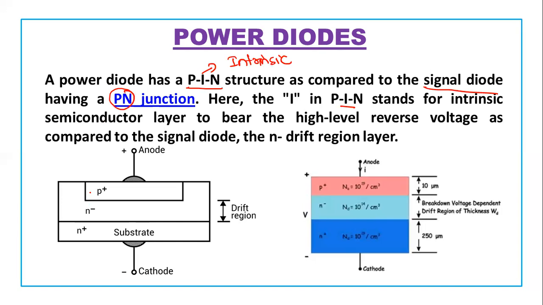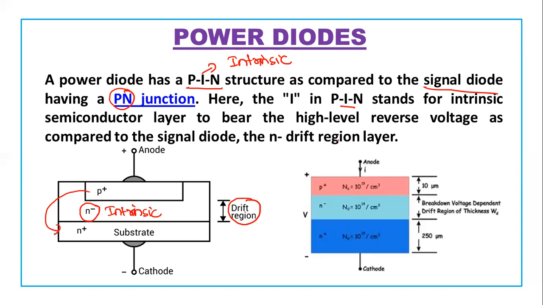So if you see, there is a PN junction, and in between that there is an N minus layer. That is the intrinsic semiconductor layer. So why do we need that? That N minus region is called a drift region. We also call it the depletion layer.